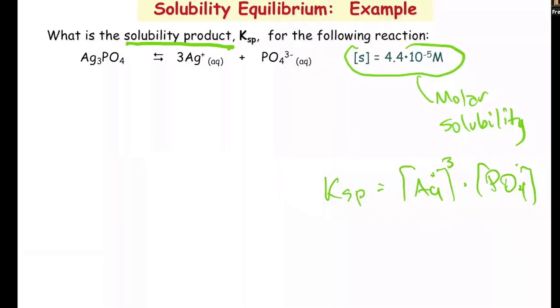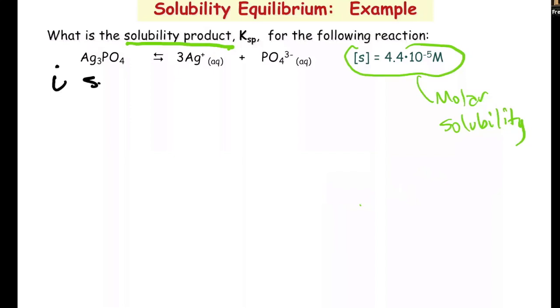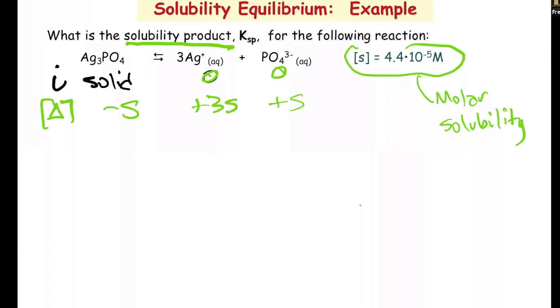Okay. The reason why you need to do that is because of the following. We have our initial, this is going to be a solid. This is 0. Change my color. And this is 0. Nothing has dissolved yet. And then the change is minus S, plus 3S, plus S. For every 1 molar of silver phosphate that dissolves, you form 3 molar of silver and 1 molar of phosphate. That's why it's a 3S to S ratio.